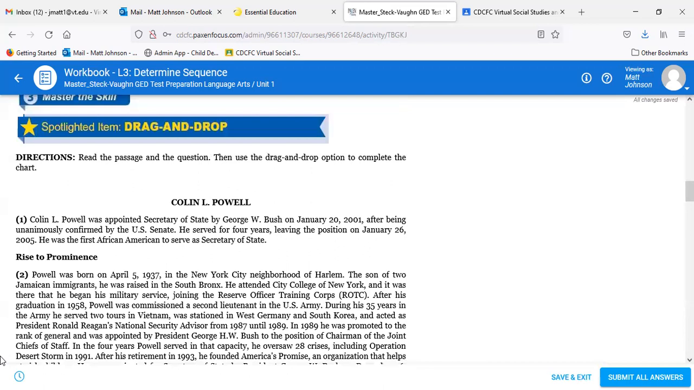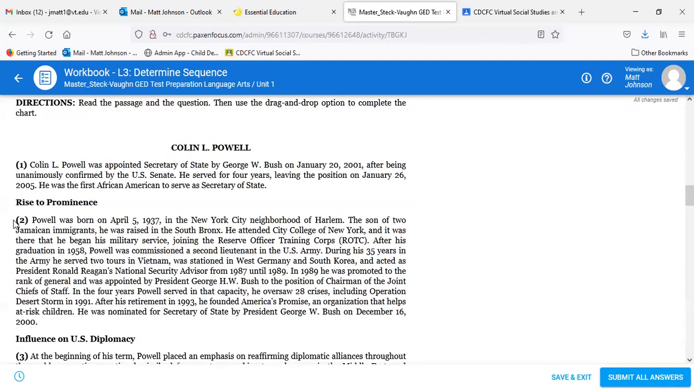All right, new passage. So talking about Colin Powell, who recently passed away. So Colin L. Powell was appointed Secretary of State by George W. Bush on January 20th, 2001, after being unanimously confirmed by the U.S. Senate. He served for 4 years, leaving the position on January 26, 2005. He was the first African American to serve as Secretary of State.